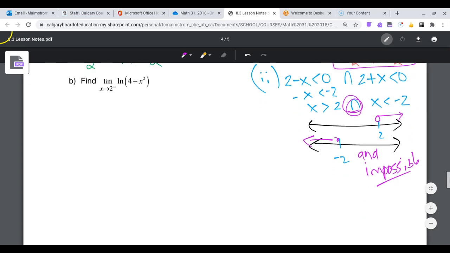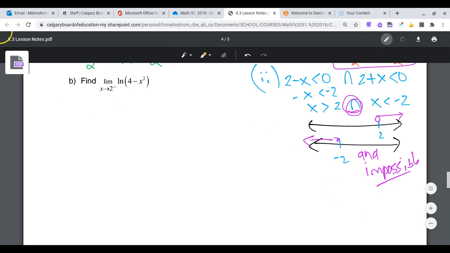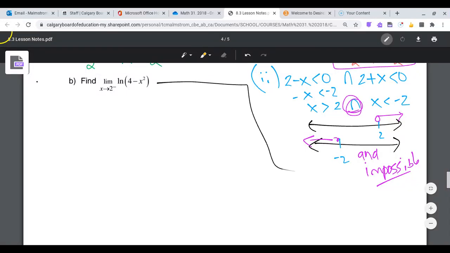Okay, part B says, find the limit of ln(4 minus x squared) as x approaches 2 from the left. Okay, so let's think about this. If I tried to do direct substitution, if I tried to put 2 in here, I'd get 4 minus 2 squared, which is equal to 0, which is not okay, right?